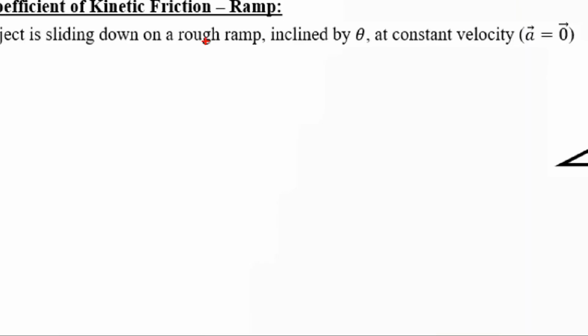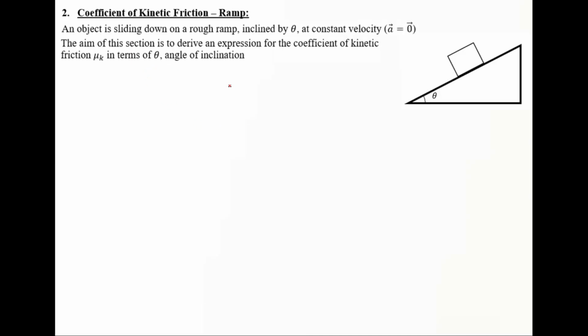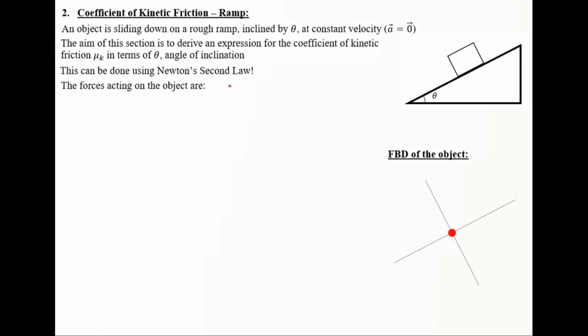Now section 2, coefficient of kinetic friction, ramp. An object is sliding down on a rough ramp inclined by theta at a constant velocity, given by acceleration is 0. The moment the ramp is rough, it means that we're dealing with friction because we have motion which is sliding down, then this is kinetic friction. The aim of this section is to derive an expression for the coefficient of kinetic friction μk in terms of theta, angle of inclination, and this can be done using Newton's second law. But first we need to utilize the forces acting on the body. Pull of gravity is down, normal push is up left, and the friction is opposite. So here this should be kinetic friction.